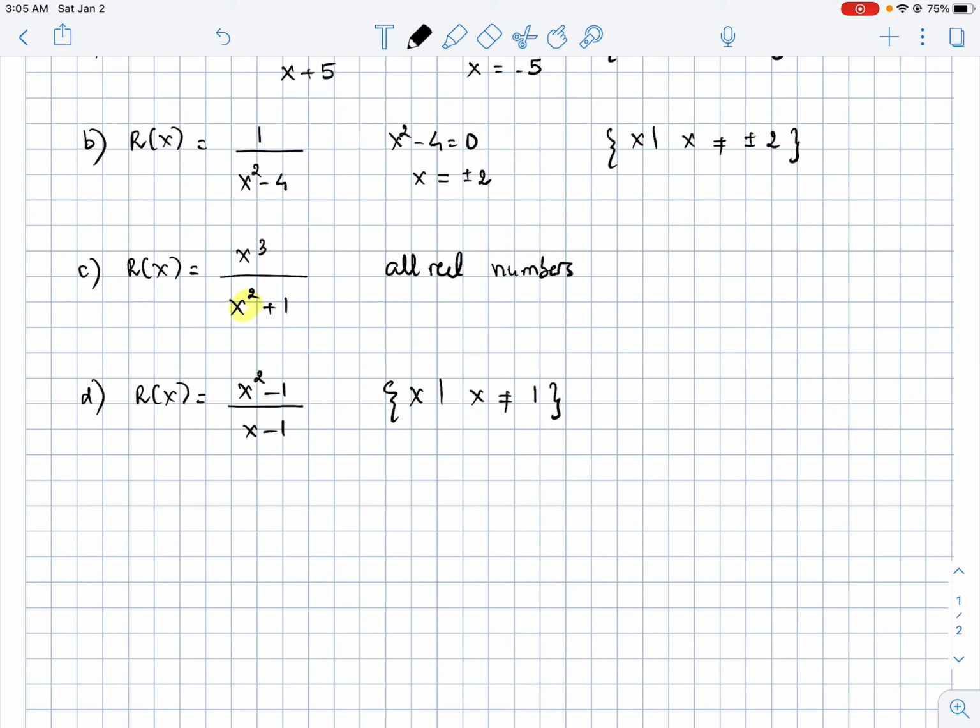And part D, the domain is all real numbers except for x equal to 1, because if x equals 1, the denominator will be 0. You notice that in part D, we actually can simplify more, so that will be x minus 1, x plus 1 on the top, and in the bottom is x minus 1, and R of x can equal x plus 1.